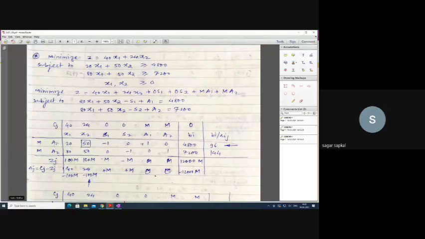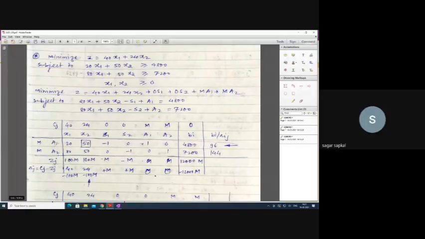Can you tell me the solution values of this particular table, or what is the initial solution with which we are starting? A1 is equal to 4800. A2 is equal to 7200.